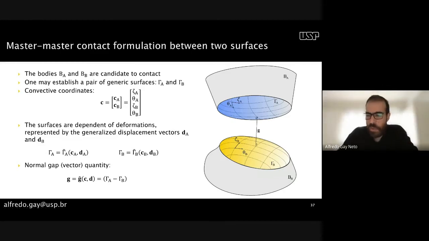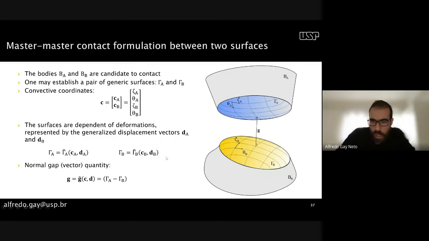So, for example, you have to define this parameterization as a function of the degrees of freedom of this mesh. A local mesh, for example, if you want to use the mesh directly to parameterize your surface. So each one of the surfaces generally depends not only on their convective coordinates, but also on the degrees of freedom that rule its own parameterization. In this case, dA, in this case, dB.